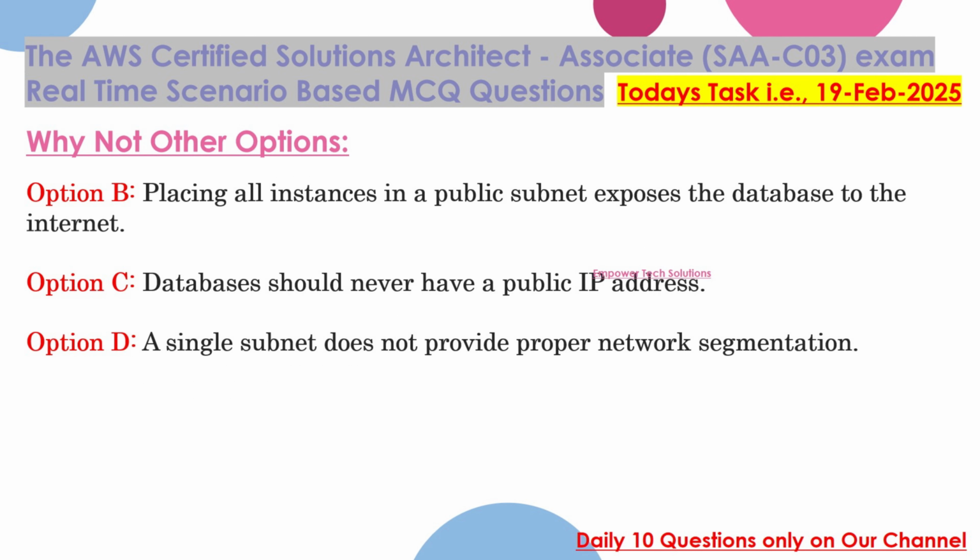Why not other options? Option B. Placing all instances in a public subnet exposes the database to the internet. Option C. Databases should never have a public IP address. Option D. A single subnet does not provide proper network segmentation.